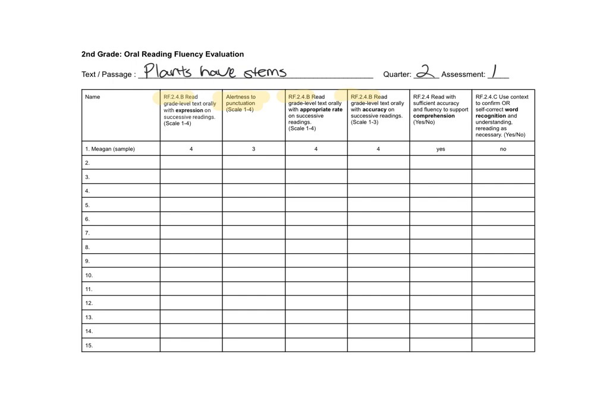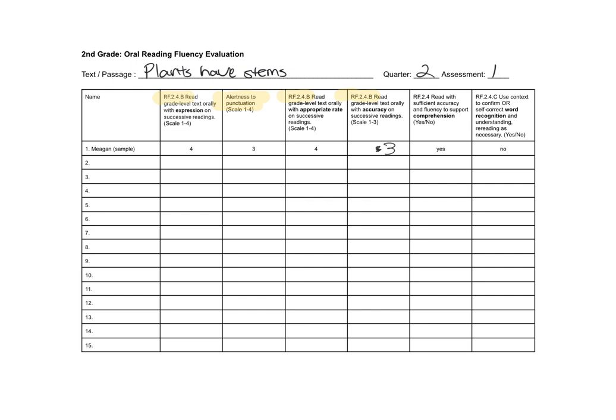But you can see that this child, according to the sample, got a 4 for the appropriate rate and got a 4 for the accuracy. Actually, that should be a 3 because the maximum score for accuracy is a 3, and we will see that on the next screen.